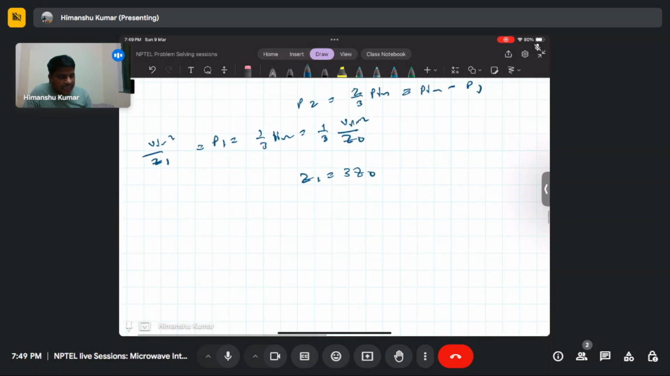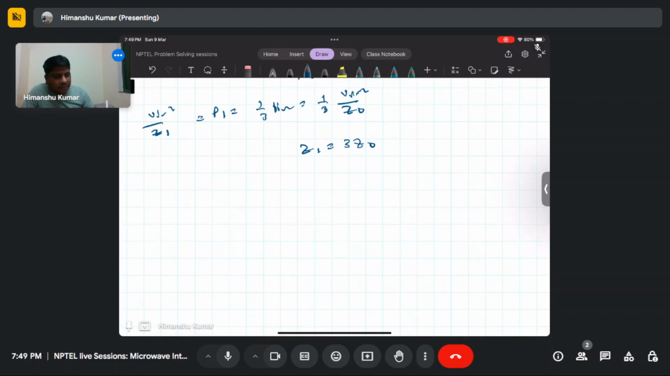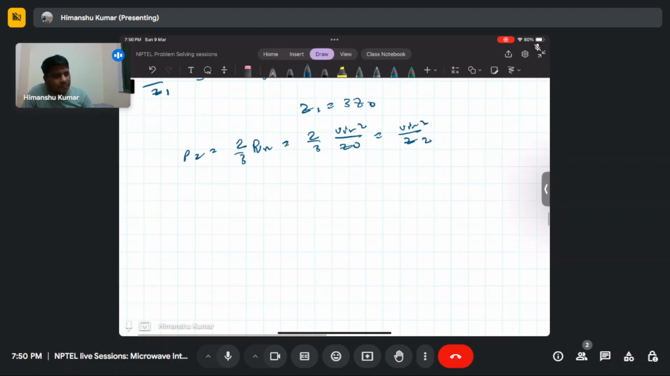Similarly, we can write P2 equals 2 by 3 of P in, which equals 2 by 3 of V in square divided by Z naught, equals V in square by Z2. So from here we can find Z2 will be equal to 3 by 2 times Z naught, which will be equal to 1.5 times Z naught.